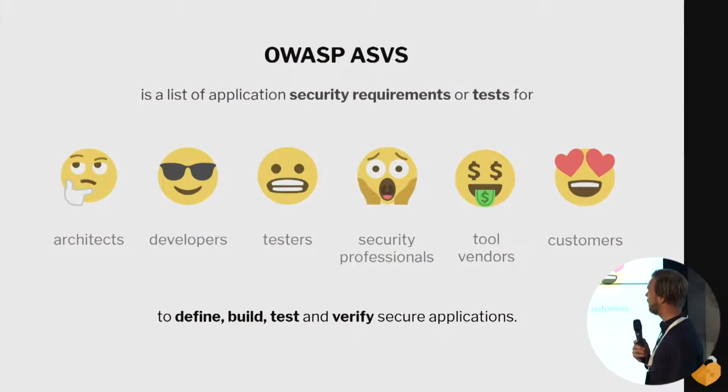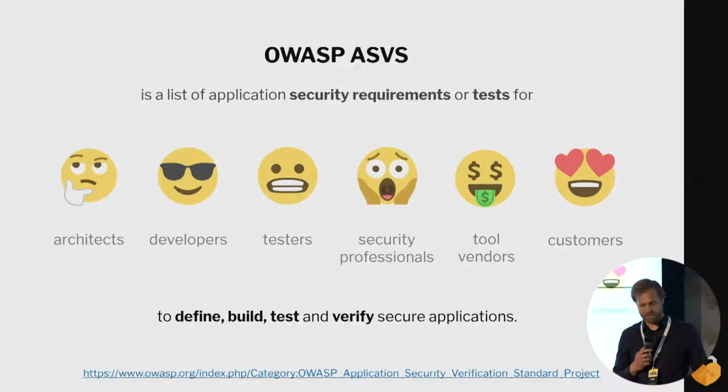ASVS is a tool developed for architects, developers, testers, security professionals, tool vendors, and customers, to define, build, and verify secure applications. It's a baseline, it's a checklist, it's a testing framework, it's many things, and that's why it's something probably for most of you.